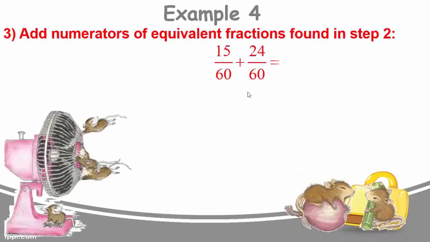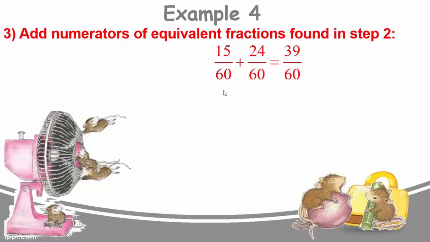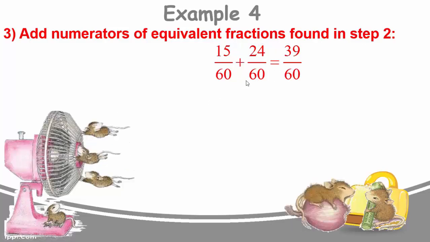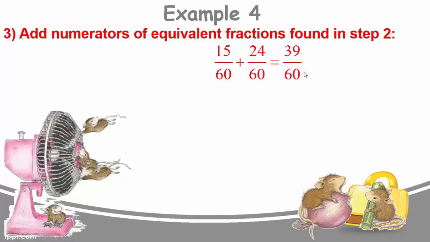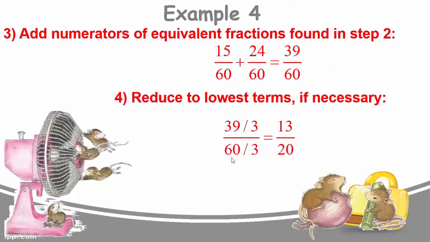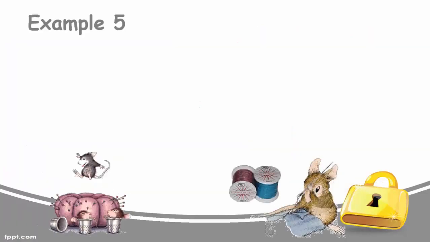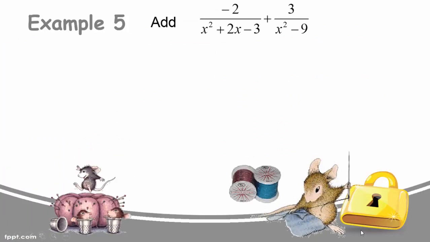So now we add them together. Here we have 15 over 60 plus 24 over 60, and now we add the numerators together to get 39 over 60. And then we reduce to lowest terms. In this case, it turns out that both 39 and 60 are divisible by 3, so we end up with 13 over 20.